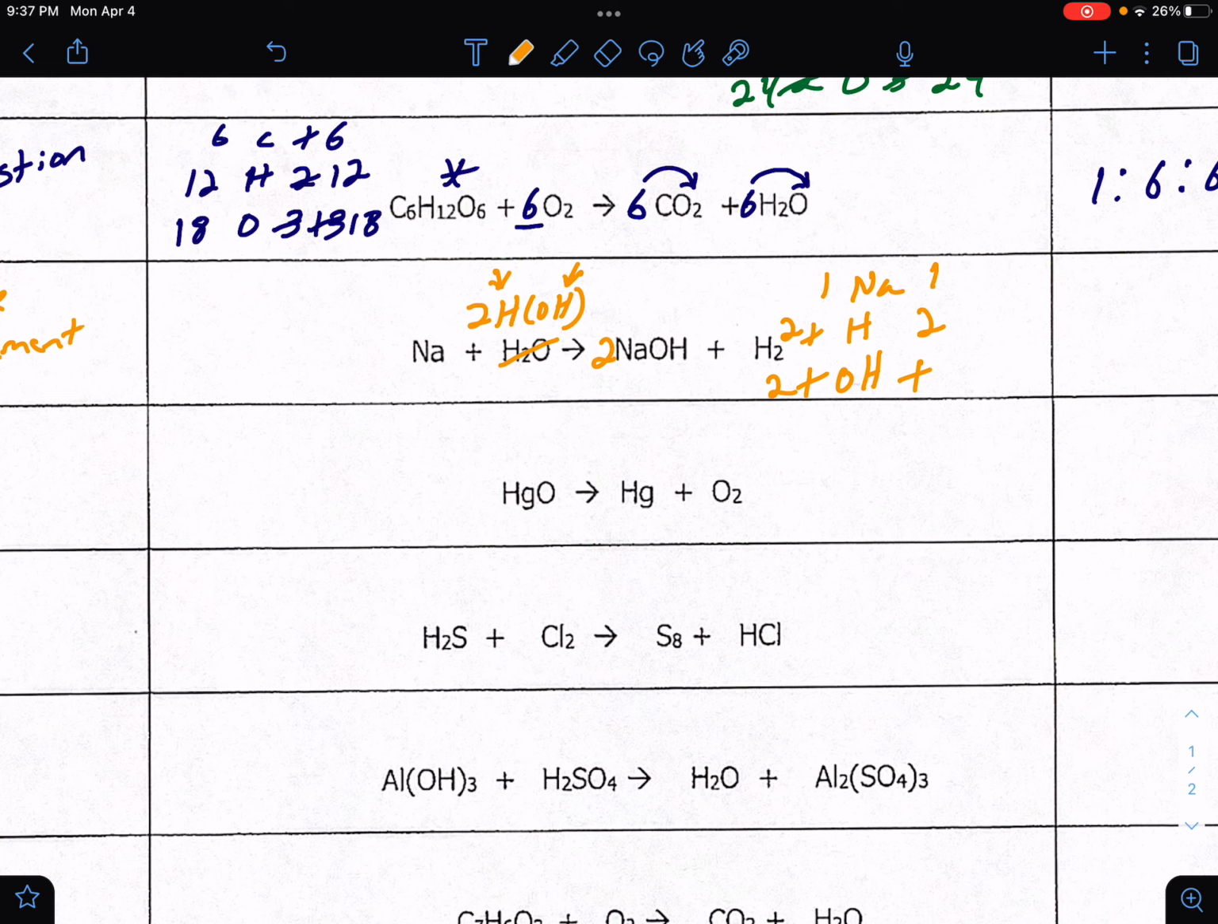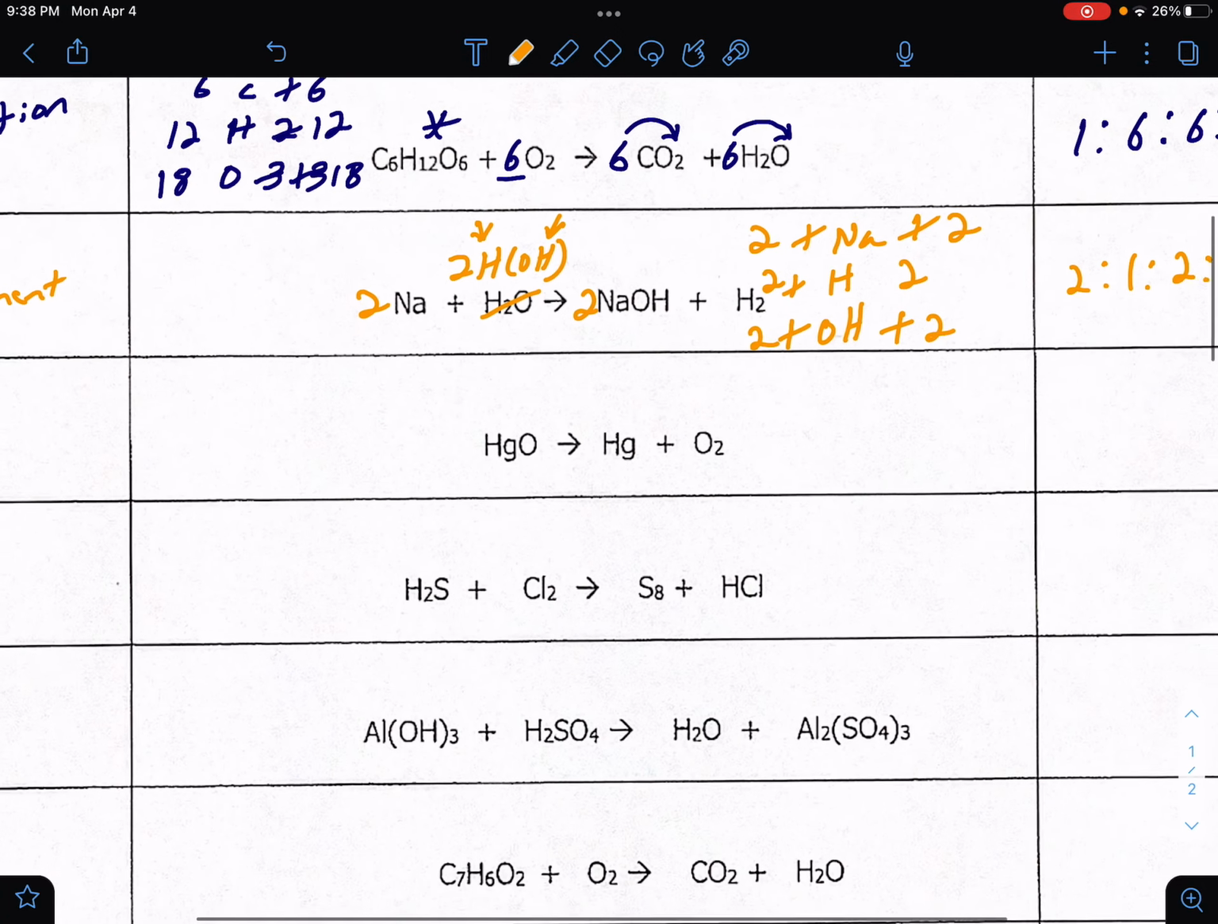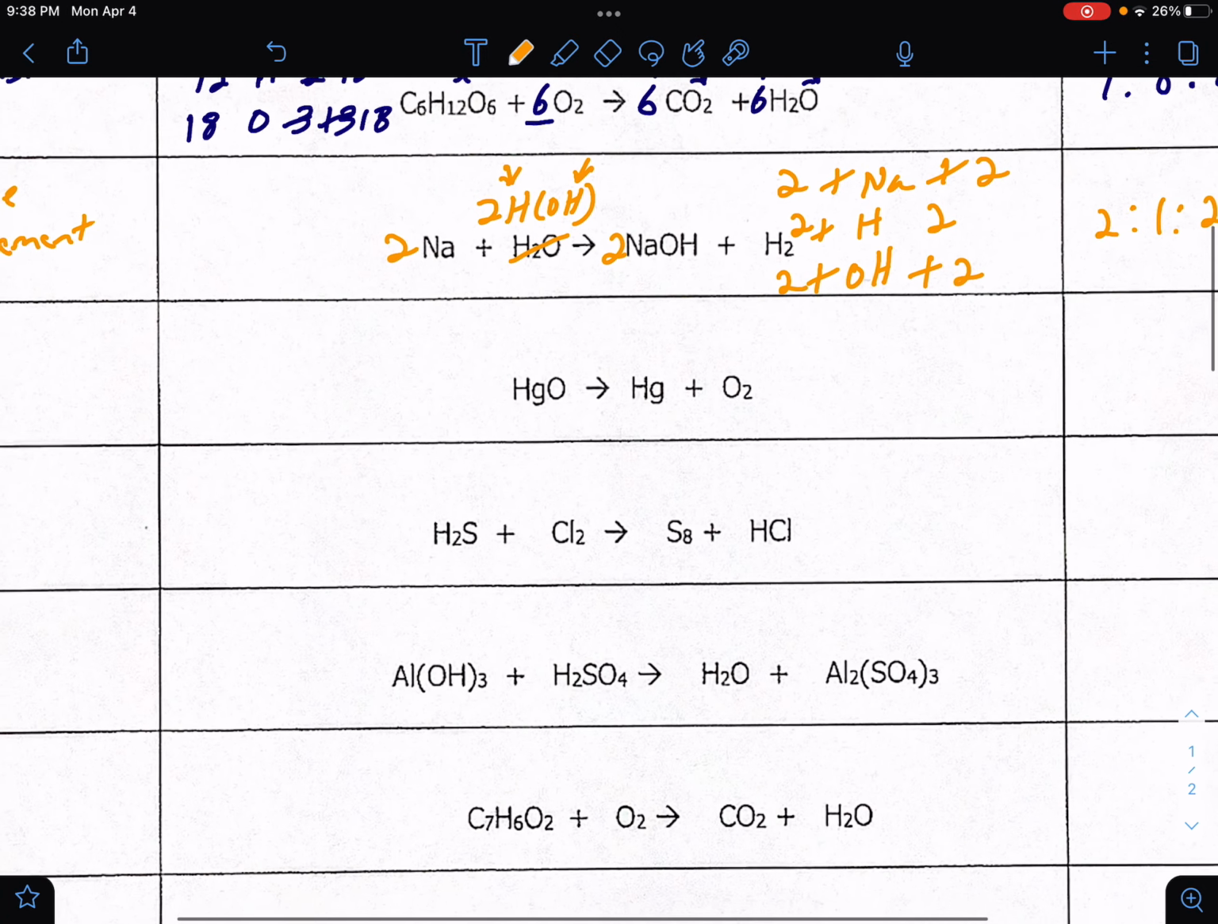So that fixes my OH, but now my Na's are at 2. So all I've got to do on the left side is put a 2 in front of that so I can fix my left side Na to 2. Now all my numbers are good. So basically my ratio would be 2, 1, 2, 1. Okay, now let's look at the next one.